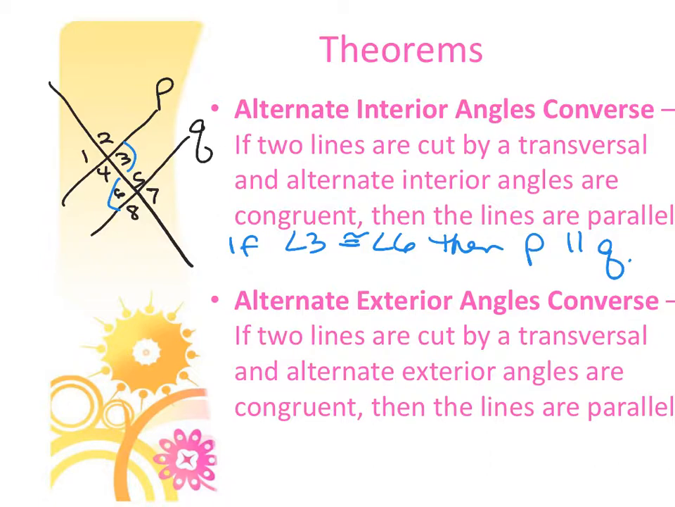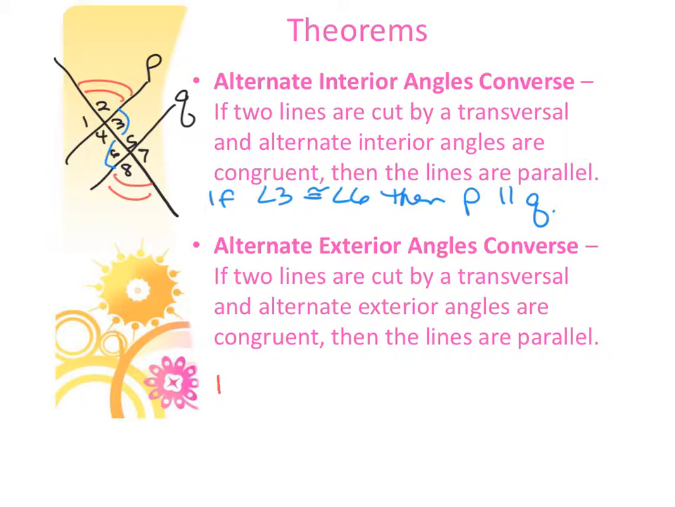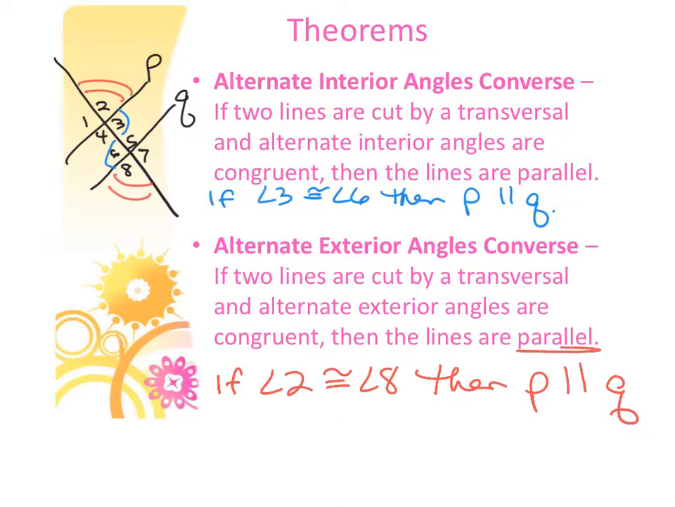Let's say that I have angles 2 and 8 with markings showing that they're congruent. And if I were asked to find out if P and Q are parallel, again, I could state that if angle 2 is congruent to angle 8, then line P is parallel to Q. And that would be your alternate exterior angles converse. So for the converses, what we're proving is that the lines are parallel.